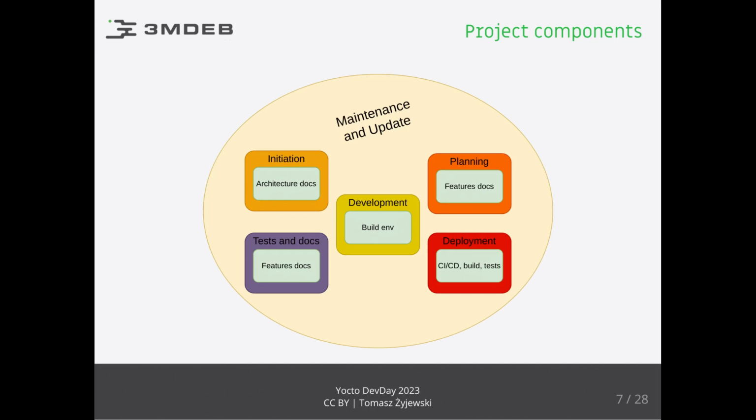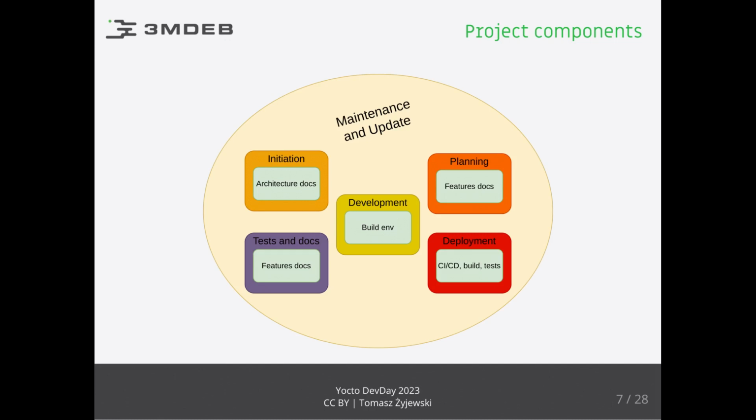Okay, and here you can see how those phases in project lifecycle and project components can be matched together. So if we talk about the initiation, then we'll probably provide the architecture documentation. In planning, we can start thinking about what exactly features we want to have and start to sketch some drafts of the feature documentation. The development has the build environment. We need to think about how to prepare it, how to maybe share with our colleagues that will be working with us on that project.